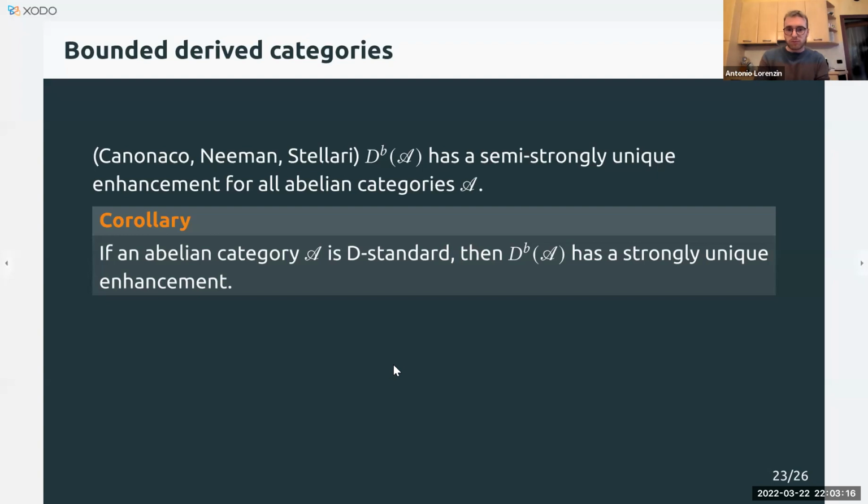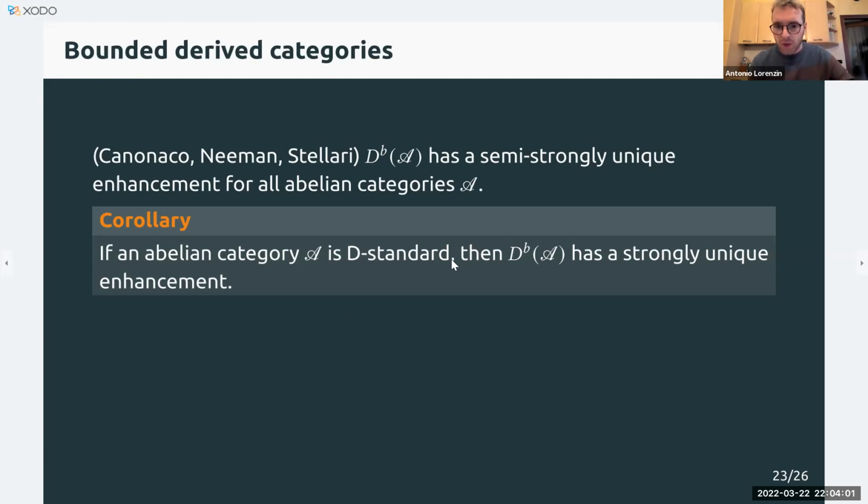The situation of bounded derived categories is different, but thanks to Canonaco, Neeman, and Stellari, an article from 2021, we have that this category has a semi-strongly unique enhancement for all abelian categories. So now the machinery still works, and we can prove that if an abelian category A is D-standard, then the bounded derived category of A has a strongly unique enhancement. And this holds in the generality of K-linear categories, where K is a commutative ring.